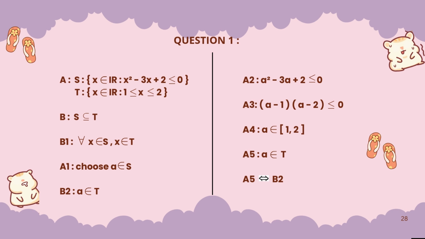Next, we consider the negative sign of a squared minus 3a plus 2 because the inequality is less than or equal to 0. So, in A4, it becomes a element of [1, 2]. Then, we can see that [1, 2] is the same as a greater than or equal to 1 and a less than or equal to 2. So, in A5, it becomes a element of T. So, it shows that A5 is equivalent to B2.